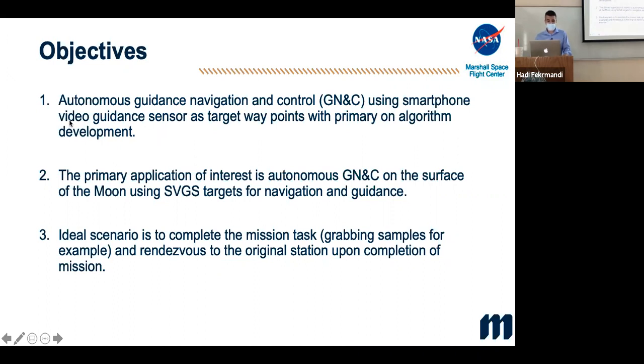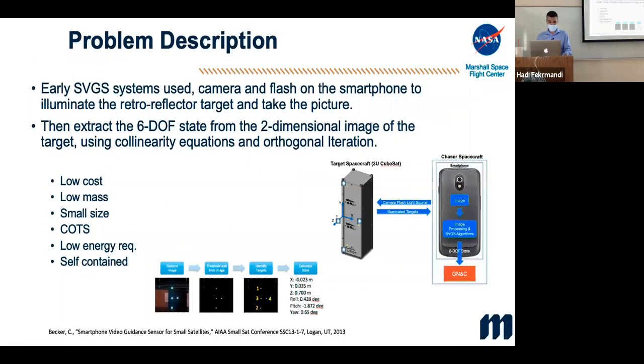SVGS is a camera sensor that has been developed as a low-cost vision sensor that is capable of state estimation. That means it can give you the position, orientation, and velocities. The ideal scenario is to complete the mission task by grabbing the samples and coming back, navigating using the SVGS. But there are also challenges with that.